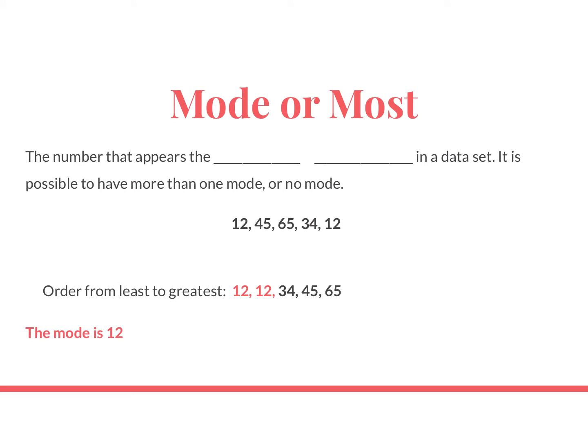The mode is the number that appears the most often in a data set. It is possible to have more than one mode or no mode at all. Down below, we see a data set. Our first step is going to be to order this data set from least to greatest. This has been done for us.